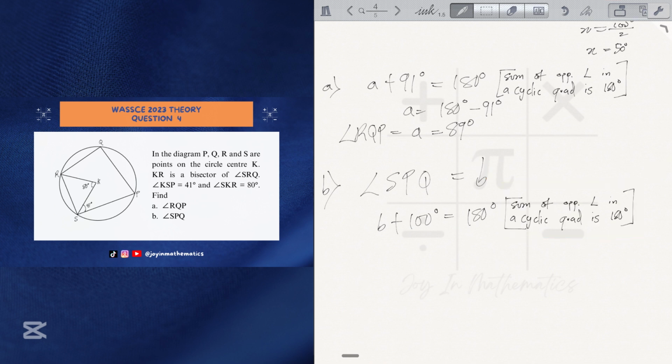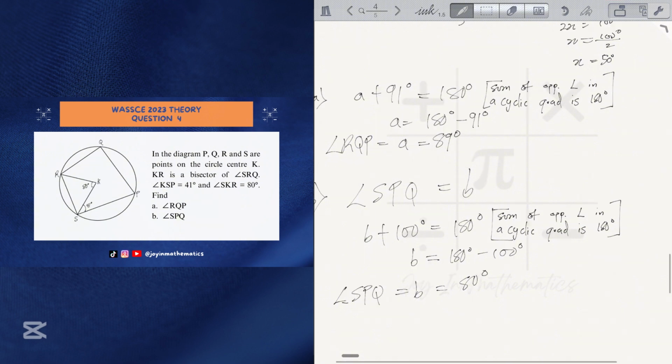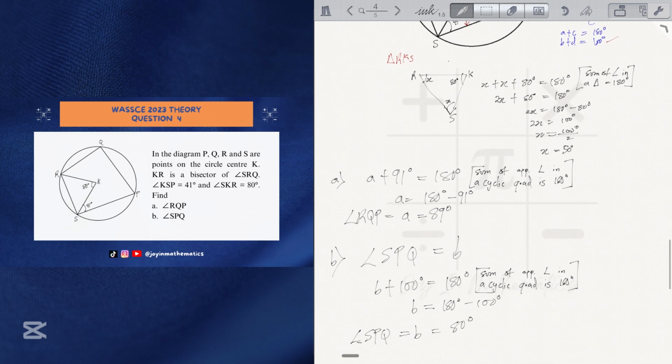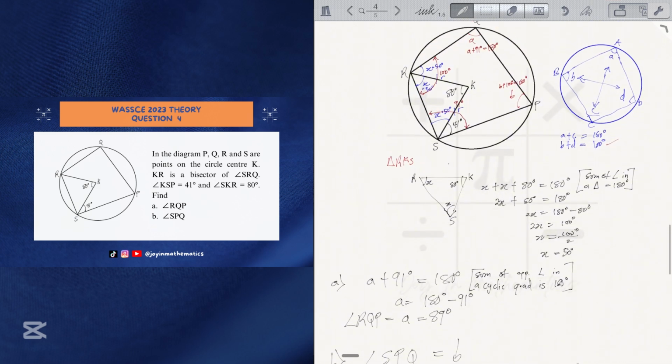So with reference to that, our B will be equal to 180 degrees minus 100, and B will be equal to 80 degrees. And B is equal to angle SPQ. So simple as ABC, we have solved question 4. And all it took us to solve it is to understand this cyclic quadrilateral.